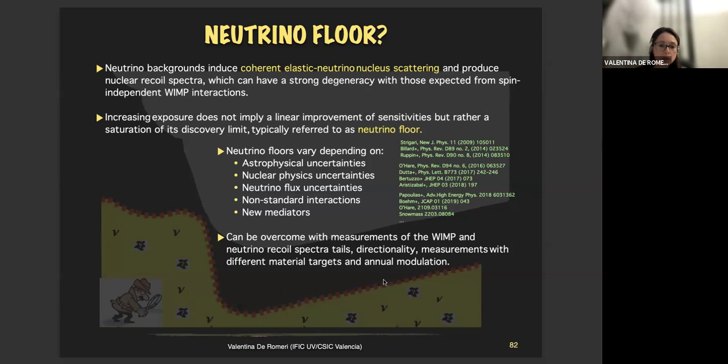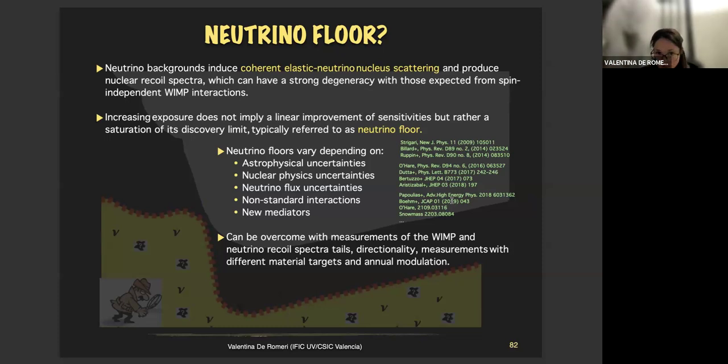Now, more recently, people have redefined this background as a neutrino fog, and this is a better definition indeed, because we should not think about it as a hard limit. First of all, because it depends on several uncertainties, both on the astrophysical side, but also on the nuclear physics side, for instance, or on the possible presence of new interactions. And also, in principle, it could be overcome if we look carefully at the spectra tails or if we use some other techniques like directionality or so on.